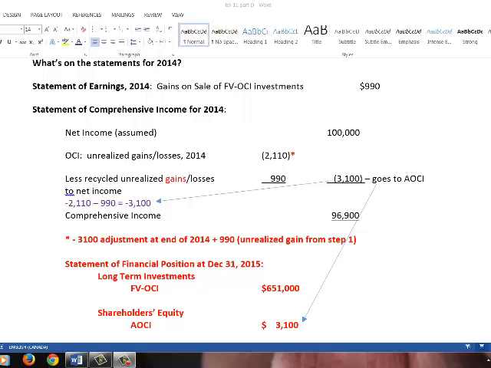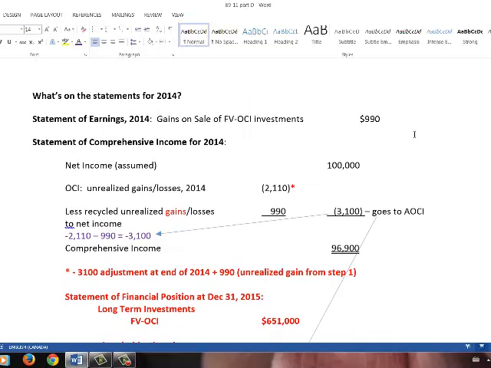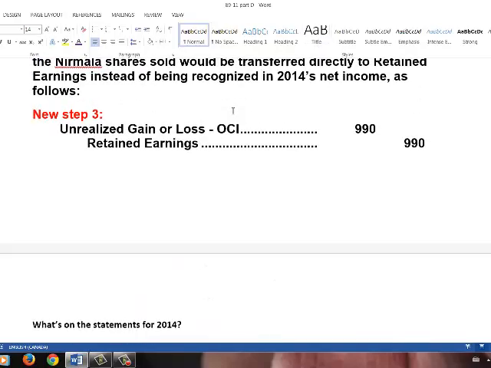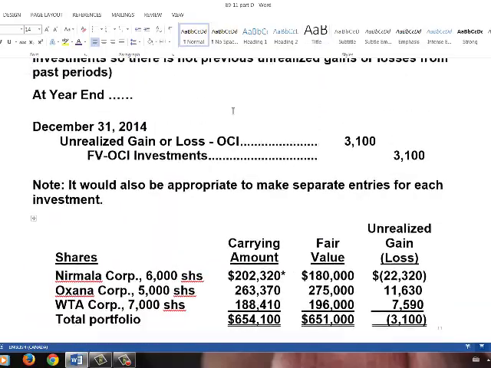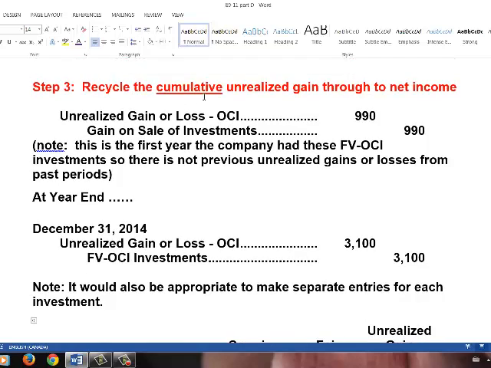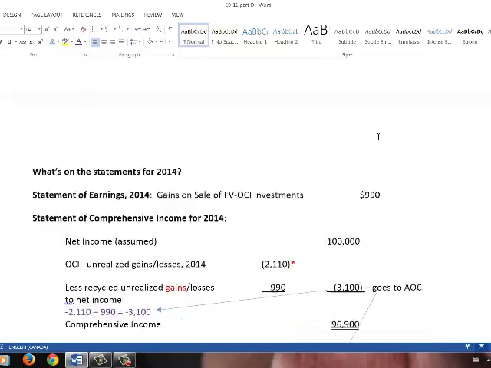Hi folks, welcome back to our second video on this question. What we're going to do now is look at what's on the statements for 2014. First of all, we have a statement of earnings, which is the income statement for 2014, and you'll recall that in a previous step 3, we recycled the cumulative unrealized gain through to net income, so we credited the gain. So this gain is going to show up on this year's income statement.